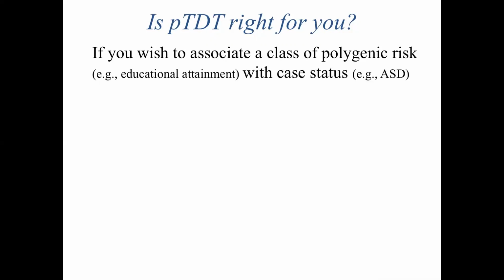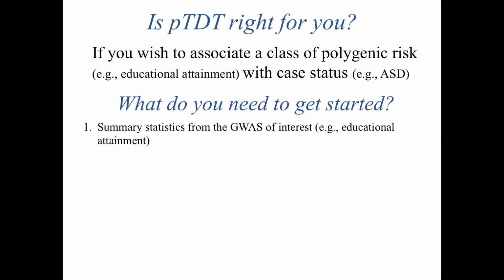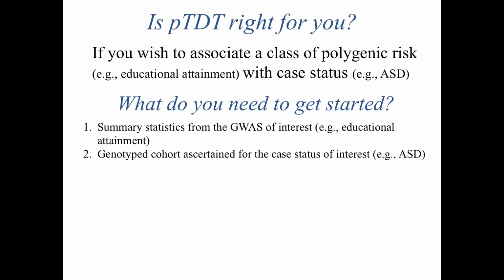So if you want to associate a class of polygenic risks, such as educational attainment, with case status, what you need to do this are two things primarily. So you need a GWAS to exist of the class of polygenic risk that you're interested in, and you just need the summary statistics from that GWAS, so the SNP phenotype associations, and then a genotyped cohort for the ascertained trait that you're interested in.